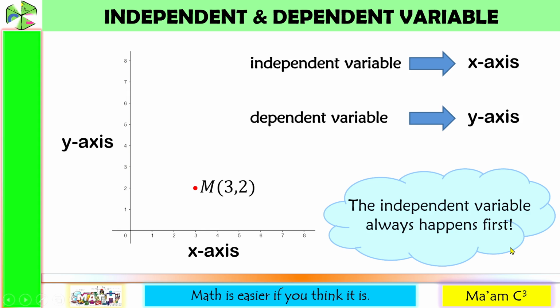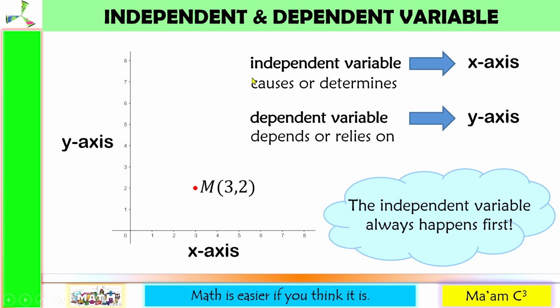So to help you remember which one is the independent variable, take a look at the situation. Ask yourself, which one happens first? The answer to that question is the independent variable. The independent variable causes or determines the dependent variable, while the dependent variable depends or relies on the independent variable.